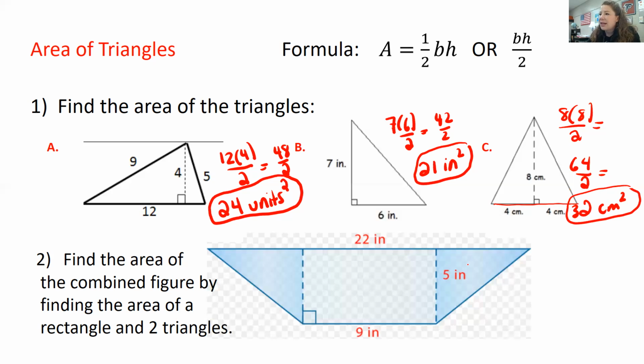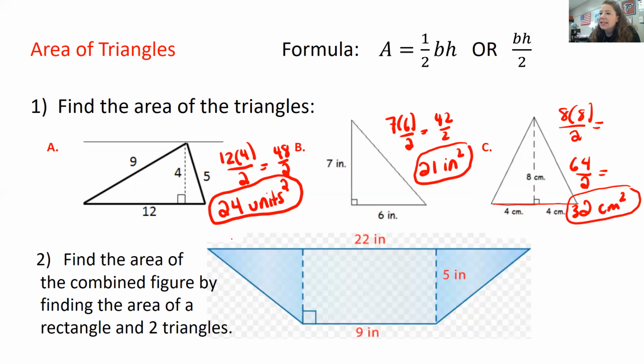Here we have a trapezoid. The definition of a trapezoid is a four-sided figure, a quadrilateral, that has only one pair of parallel sides. Do you see the top and the bottom are parallel? The two sides are not parallel. They will meet eventually if we extend them. So a trapezoid is basically a quadrilateral that has one pair of parallel sides.